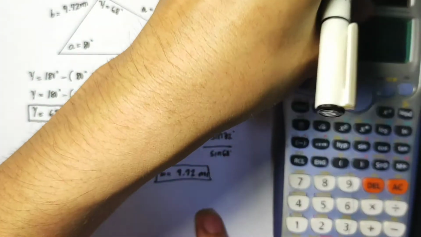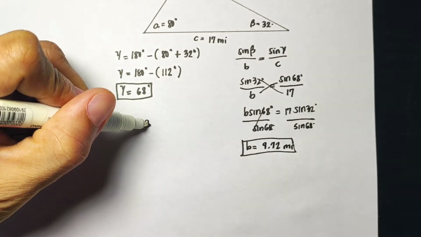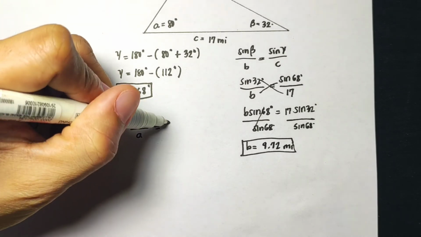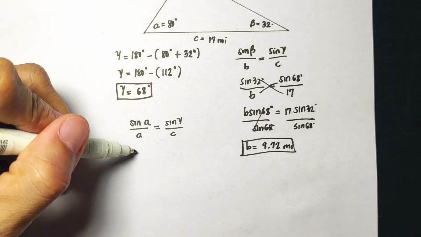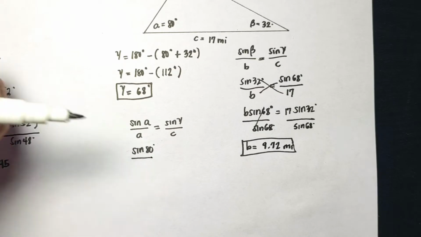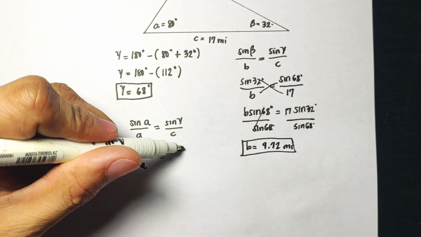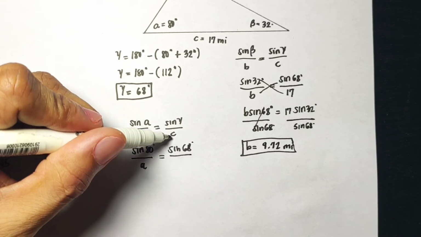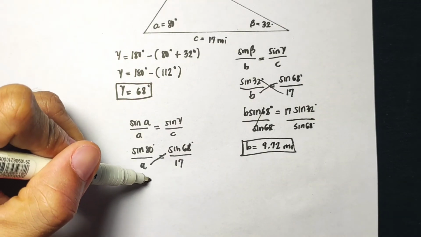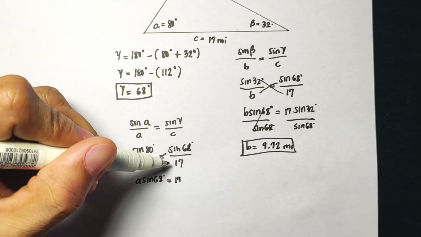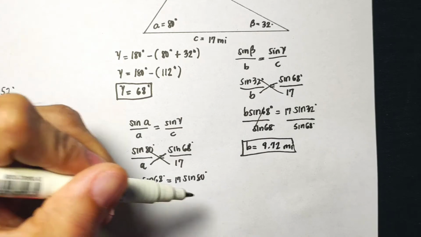Next, let us find the value of side A. So we have sine alpha over A equals sine gamma over side C. So let's substitute. We have alpha is 80 degrees, our side A is unknown, our gamma is 68 degrees, and then our side C is 17 miles. So again, let's solve. We have A sine of 68 degrees equals 17 times sine 80 degrees. Divide both sides by sine 68 degrees.